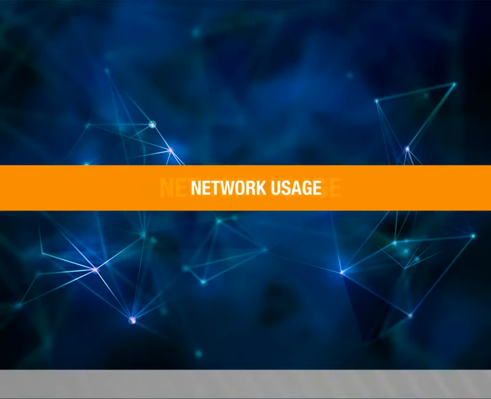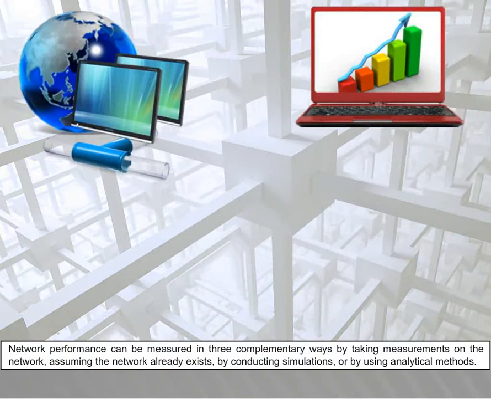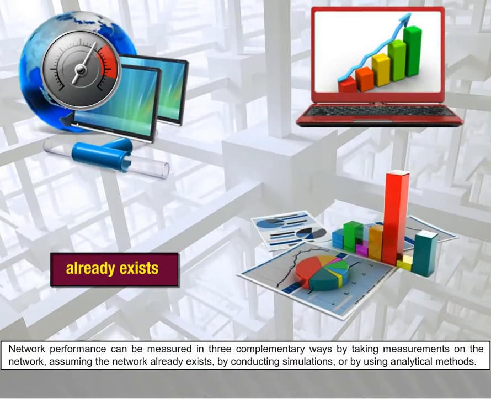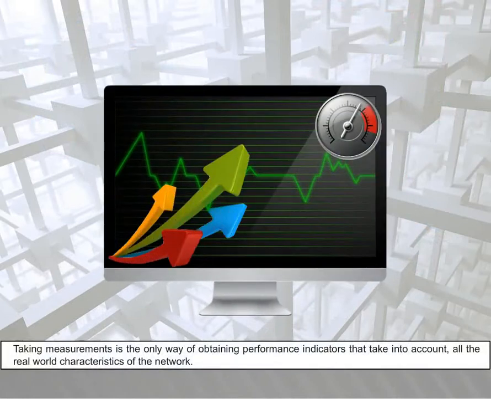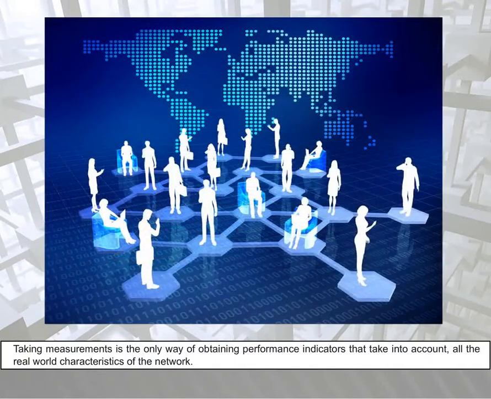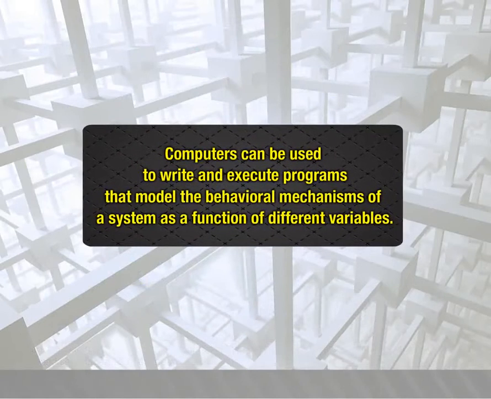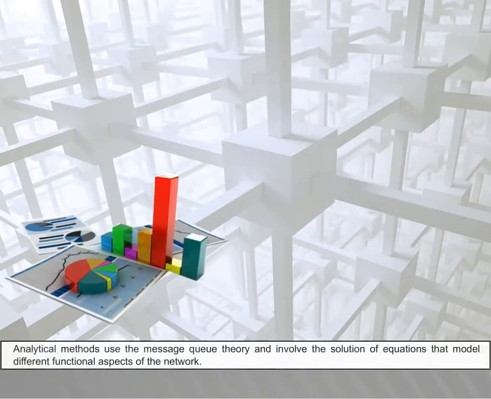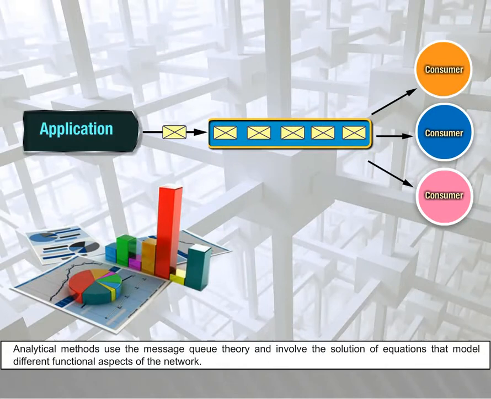Network usage. In this video, we are going to see about network usage. Network performance can be measured in three complementary ways: by taking measurements on the network, assuming the network already exists, by conducting simulations, or by using analytical methods. Taking measurements is the only way of obtaining performance indicators that take into account all the real-world characteristics of the network. Computers can be used to write and execute programs that model the behavioral mechanisms of a system as a function of different variables. Analytical methods use the message queue theory and involve solution of equations that model different functional aspects of the network.